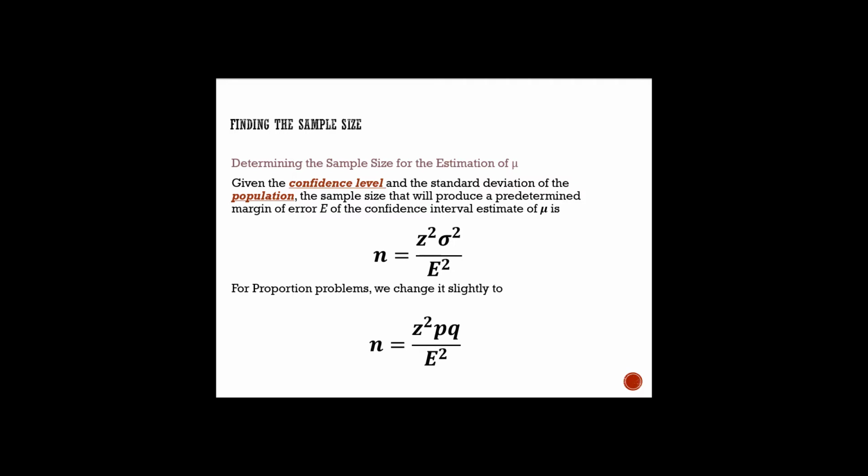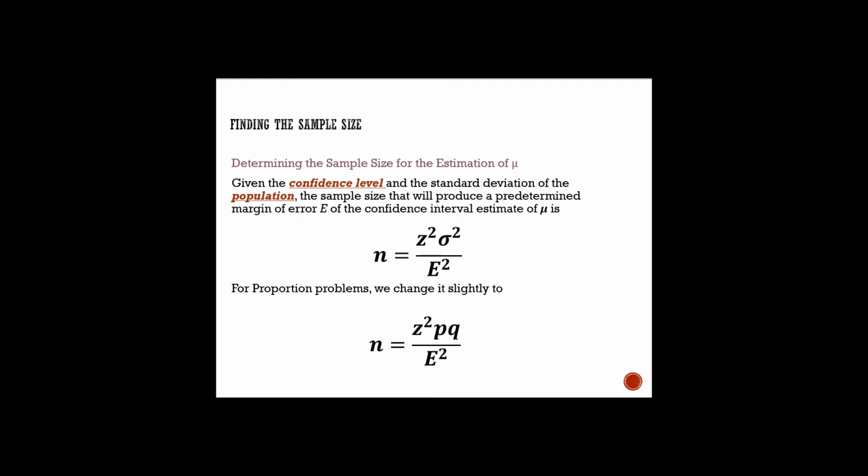Now, like we said before, that sample size is extremely important to us because it might be one of our only ways of making an adjustment. So how do we determine a sample size for estimating the mean? Well, given the confidence level, which gives us our z-score, and the standard deviation of the population, then we can set up a formula and we can calculate the sample size that will give us a predetermined margin of error. So we get to decide what the margin of error is that we're interested in or that we're happy with, and then we know the confidence level that we want, so we know our z-score.